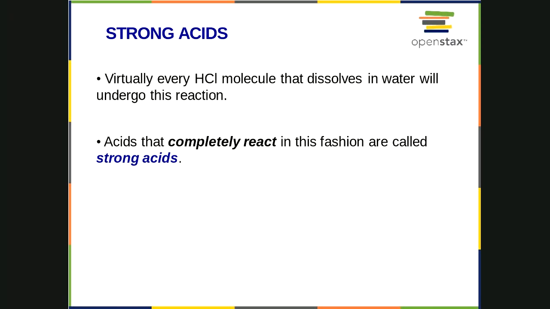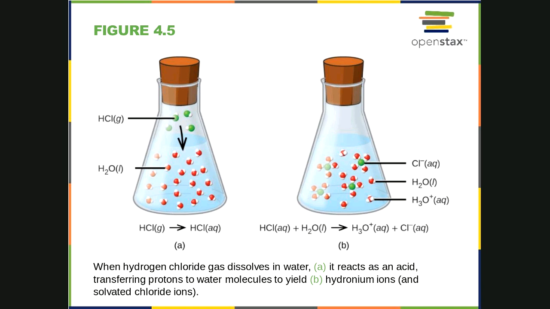Okay. But because HCl is considered a strong acid, this is actually the same acid that's in your stomach that helps you to digest food, every HCl molecule that goes in the water is going to dissolve. So acids that completely react in this way are called strong acids. In other words, if an acid such as HCl, where every single HCl donates that hydrogen ion and gives it to water, that's considered a strong acid. Now, there are some acids that are weak, where not all of the acid molecules would donate that hydrogen.